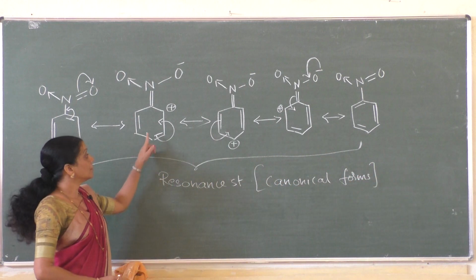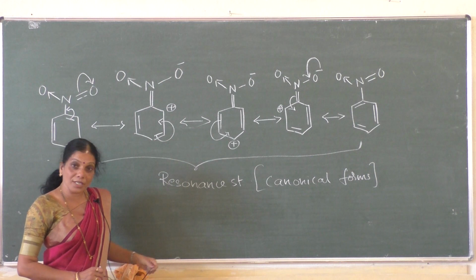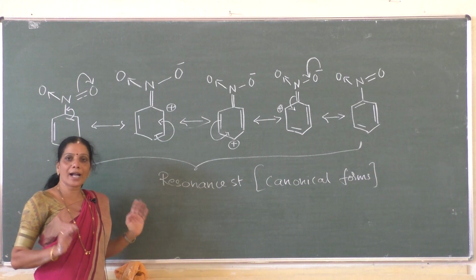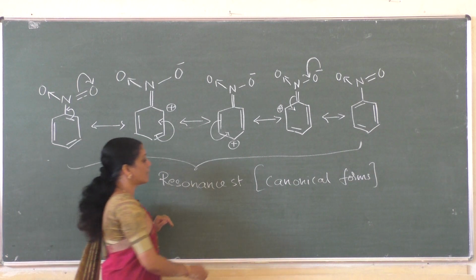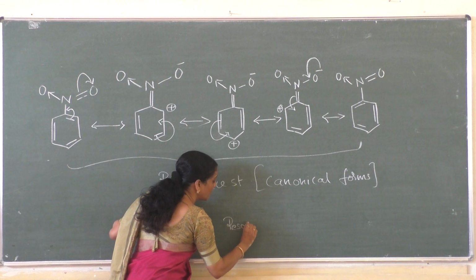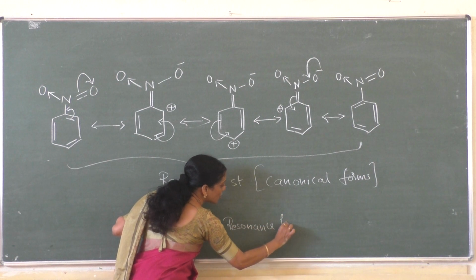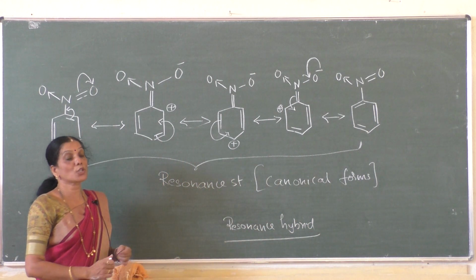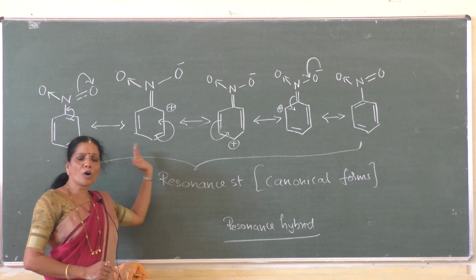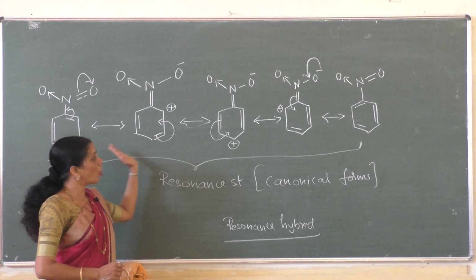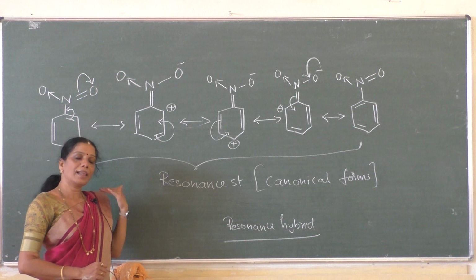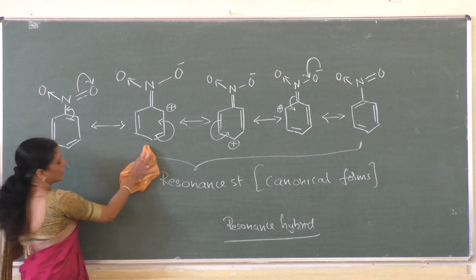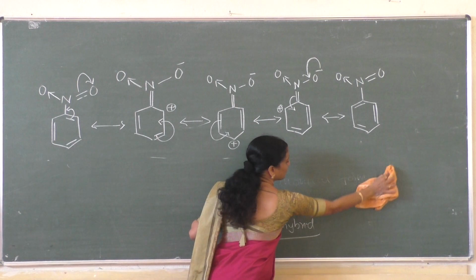We know that these individual resonance structures don't represent a molecule. This is not the actual structure of a molecule. We know that the actual structure is called the resonance hybrid structure. The actual structure is always called what? Resonance hybrid. The resonance hybrid structure is obtained from all these canonical forms, or from all these resonance structures. Then let us write the actual structure of nitrobenzene by using these resonance structures.